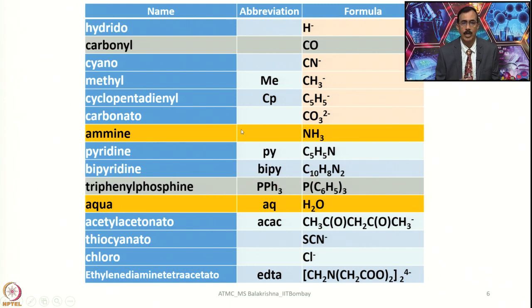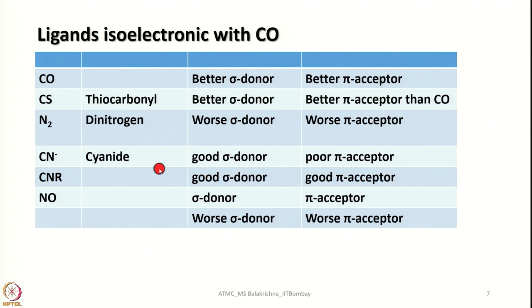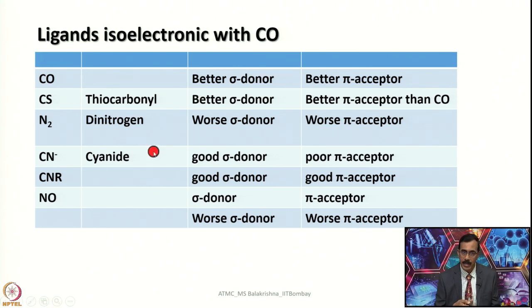Of course, in case of bipyridine, we come across 2 types of bipyridines. One is 2,2'-bipyridine and another one is 4,4'-bipyridine. 4,4'-bipyridine can only act as a bridging ligand, whereas 2,2'-bipyridine can comfortably chelate to a metal center. And triphenyl phosphine is there, and here we come across several phosphorus compounds. I shall elaborate more when we go to phosphorus as donor atom. And aqua we call water. And acetylacetonato is also there, it is a monoanionic ligand similar to acetate, and thiocyanato and chloro, and EDTA is a hexadentate ligand.